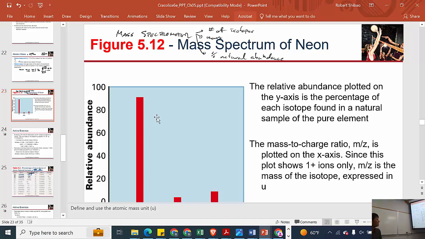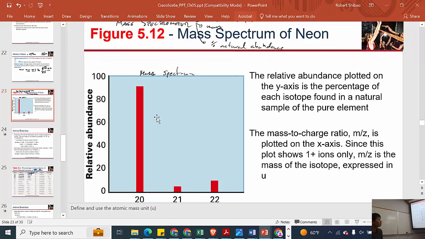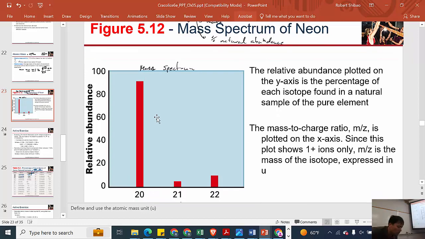Or the relative abundance here. And so what we see, this is called the mass spectrum of neon. When we look at the mass spectrum of neon, we see that there are 3 isotopes.